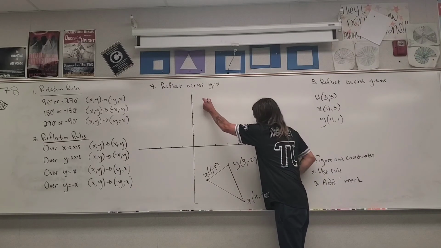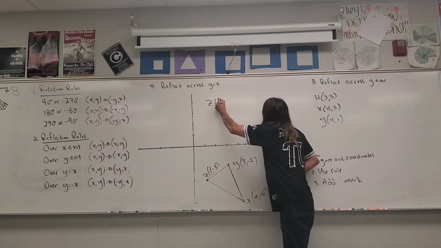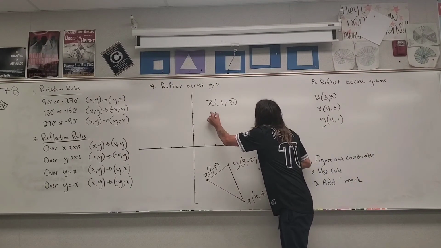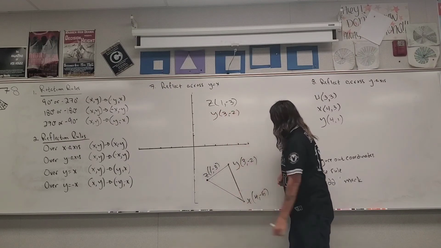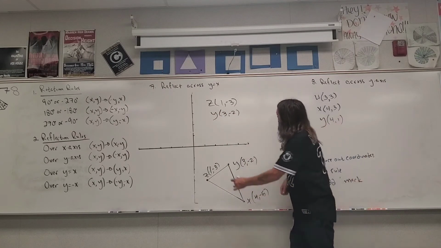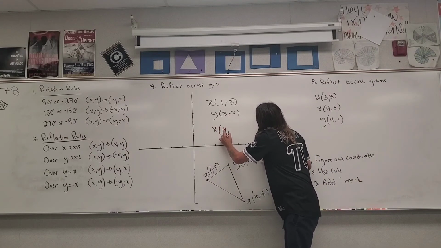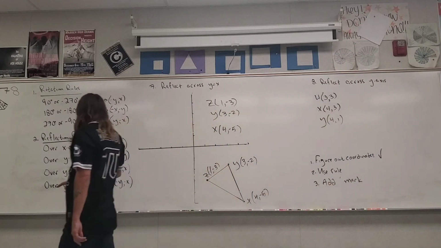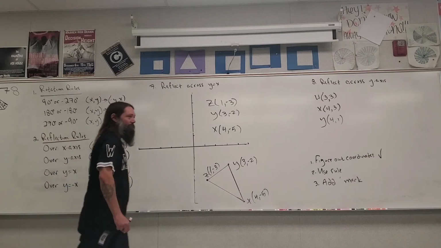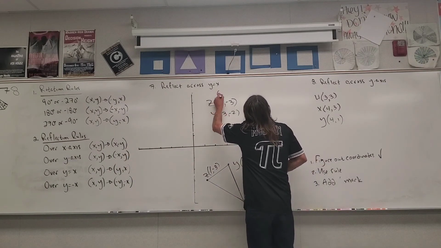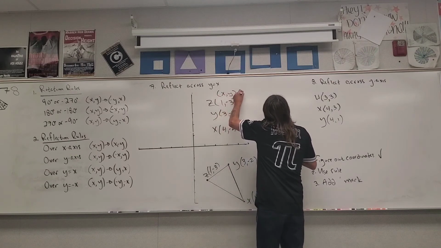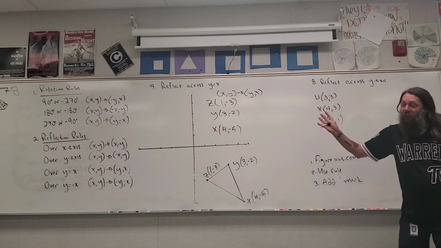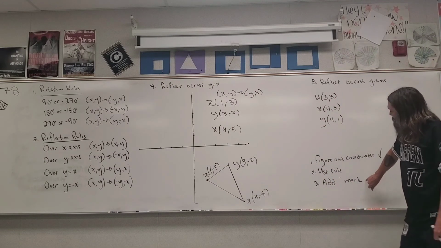So Z, which is 1, -3. Y, which is 3, -2, and X, which is 4, -5. All right, I have my coordinates. Use the rule. Reflecting over y equals x, xy turns into yx. We just switch the order. That's it. That's all we got to do. All right, so make sure you have the prime mark.